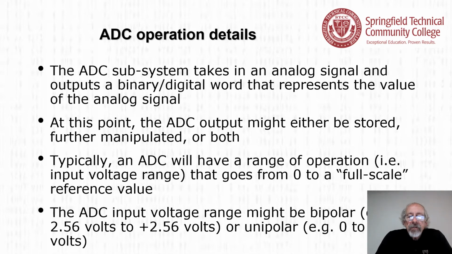The ADC input voltage range might be bipolar. For example, it could go from minus 2.56 volts to plus 2.56 volts, or it could be unipolar, going from, say, 0 to 2.56 volts.